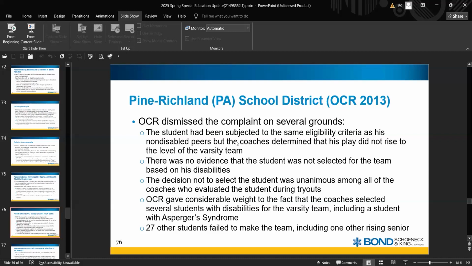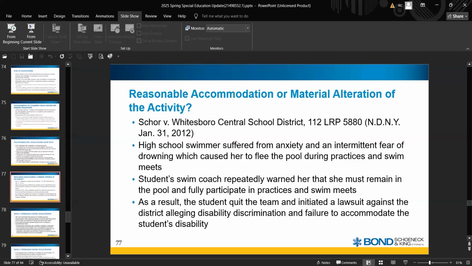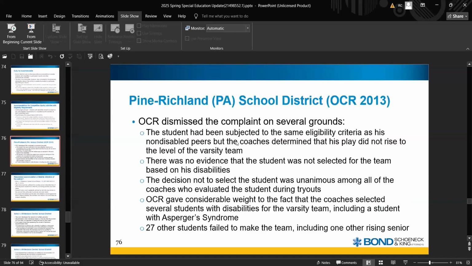And they also noted, so this is more of a discrimination angle instead of an accommodation angle, OCR noted that there were other students with disabilities on the team. 27 students failed to make the team, and there was a student with Asperger's syndrome on the team as well. So what you make out of this one is here's a case where they say you must have not picked me because of my disability. What's important here is to the extent that coaches have objective criteria on which they're making their decision, that's great, because it's possible they come back and say, why didn't you pick Johnny? And it would be great for the coach to articulate a reason with objective criteria.